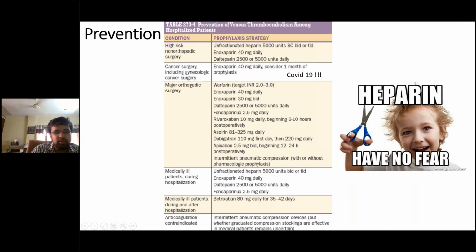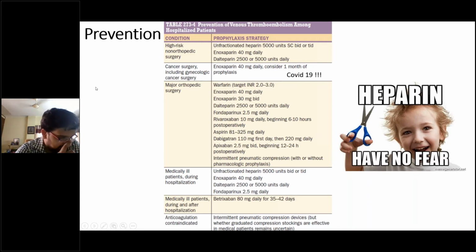ठीक है. For any major orthopedic surgery like warfarin, ठीक है, warfarin is monitored with the help of INR, and enoxaparin हो गया. Dalteparin is also a low molecular weight heparin. Fondaparinux is a pentasaccharide. Rivaroxaban is a very important drug. So basically, it's an oral 10A inhibitor, rivaroxaban. Dabigatran is an oral direct thrombin inhibitor. Aspirin is a TXA2 inhibitor. Intermittent pneumatic compression with or without pharmacological prophylaxis. Then this is it. So prevention of venous thromboembolism is very important. Heparin plays a very important role.